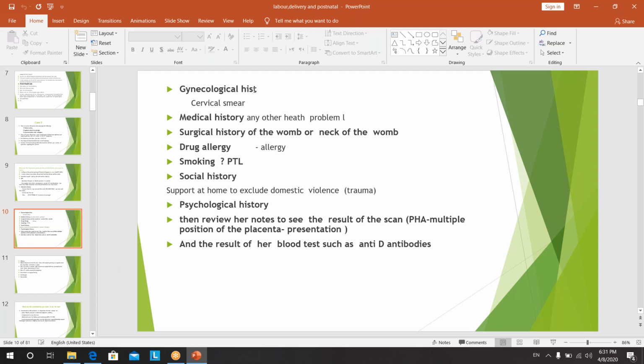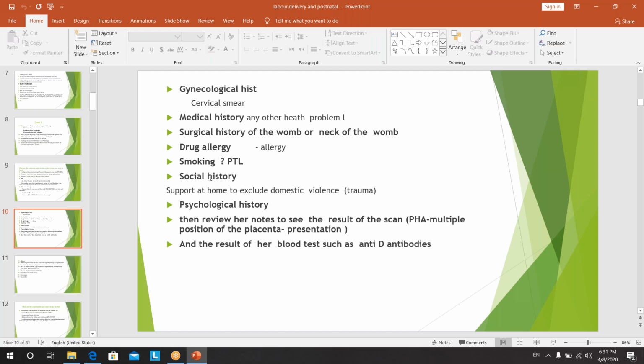Regarding the gynecological history, according to the patient's age, you will ask about the cervical smear. This patient is more than 25 years, so you will ask about the cervical smear history. Any medical history, any surgical history, like any surgery of the womb or the neck of the womb, because if this patient has had a surgery on the neck of the womb, like LEEP or an operation like that, she may be exposed also to preterm labor. The allergies also we have to ask about, as a matter of patient safety.